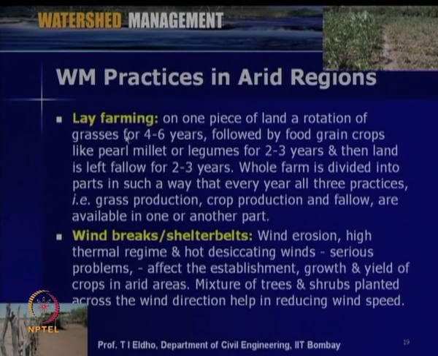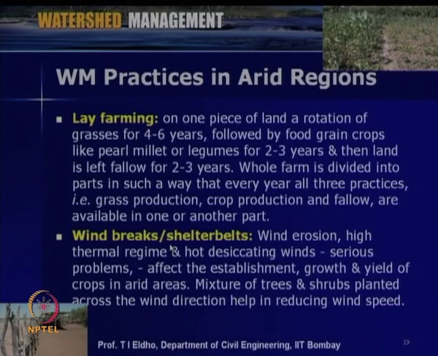And also, as far as watershed management practices are concerned, we can go for ley farming. The concept behind ley farming is that on one piece of land a rotation of grasses for 4 to 6 years is implemented, followed by food grain crops like pearl millet or legumes for 2-3 years, and then the land is left fallow for 2-3 years. The whole farm is divided into parts in such a way that every year all these three practices can continue. So, grass production, crop production and fallow are available in one or another part of the land. This system is called a ley farming system.